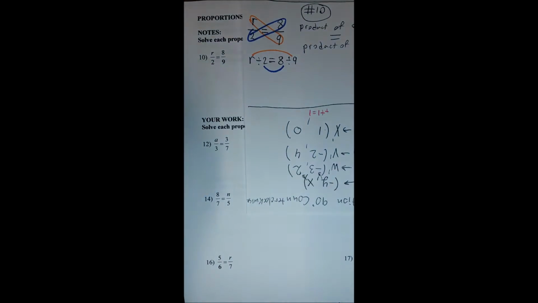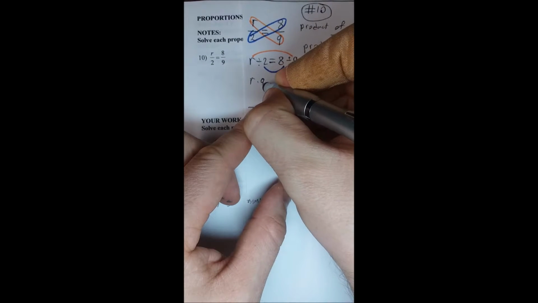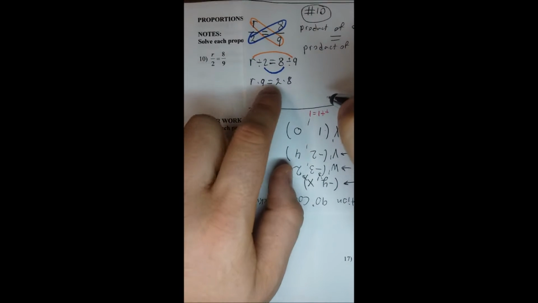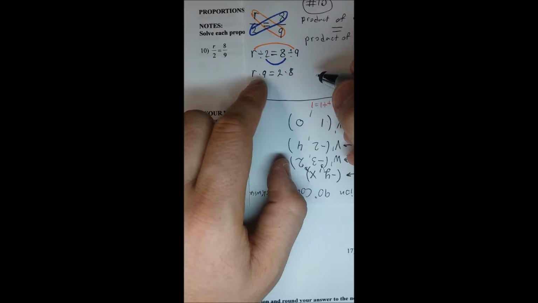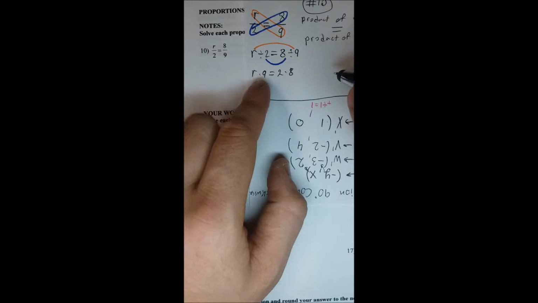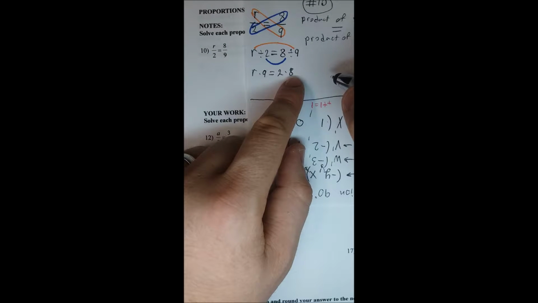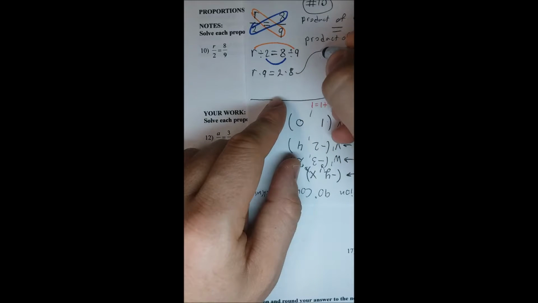All right, and we can just rewrite it as is. So it's going to be r times 9 equals 2 times 8. And now, whatever we can do, we do first. So r times 9, well, I don't know what r is, so I cannot do anything with that. But I do know that 2 times 8 is something nice. So I know that, I'm going to write it right here.